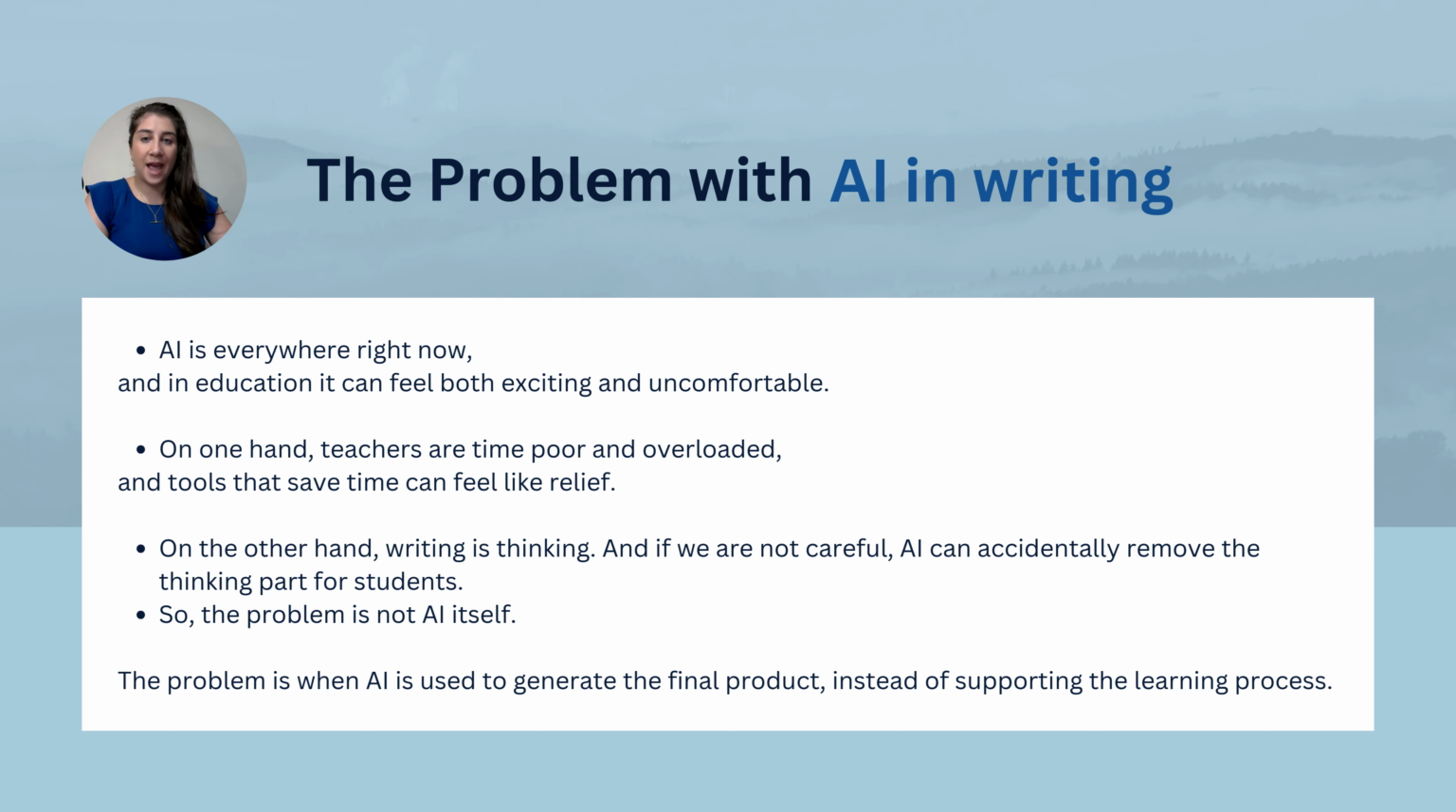The problem is when AI is used to generate the final product instead of supporting the learning process. That is where we see issues like students producing work they cannot explain, writing that sounds polished but lacks understanding, dependence on templates without independence, and teachers spending more time trying to work out what students actually know. So today is not about using AI to write for students. It's about using AI to support structure, planning, clarity, and independence.